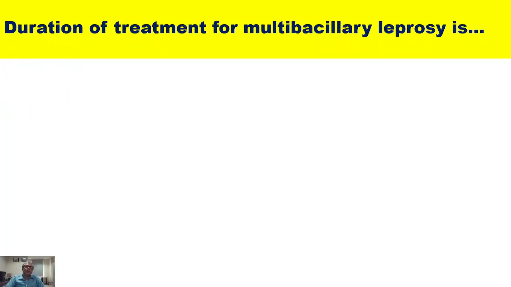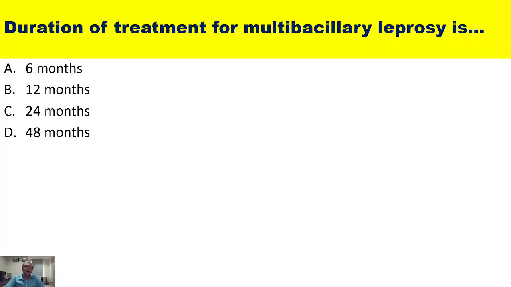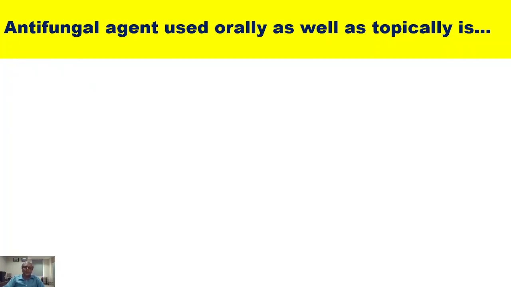Duration of the treatment of multibacillary leprosy is... Leprosy has been classified, for the selection of the agent as well as for the duration of the treatment, into paucibacillary leprosy and multibacillary leprosy. In paucibacillary leprosy the treatment is of 6 months, while in case of multibacillary leprosy the treatment duration is 12 months. So the correct option is 12 months.